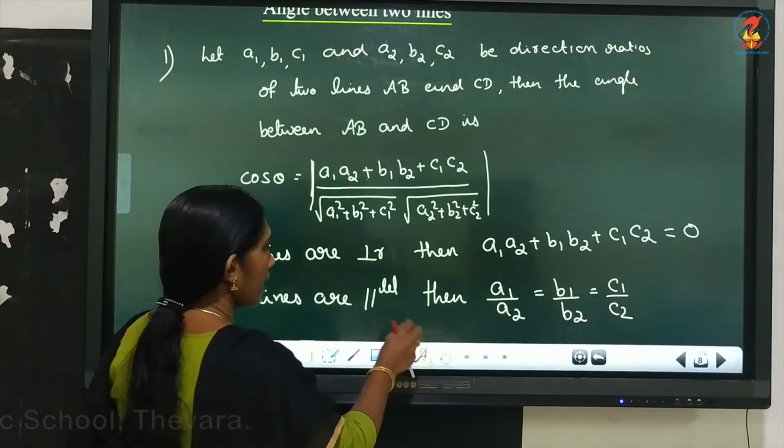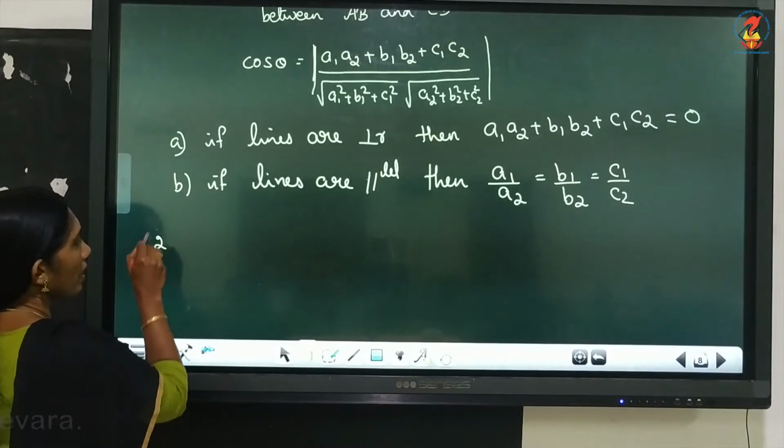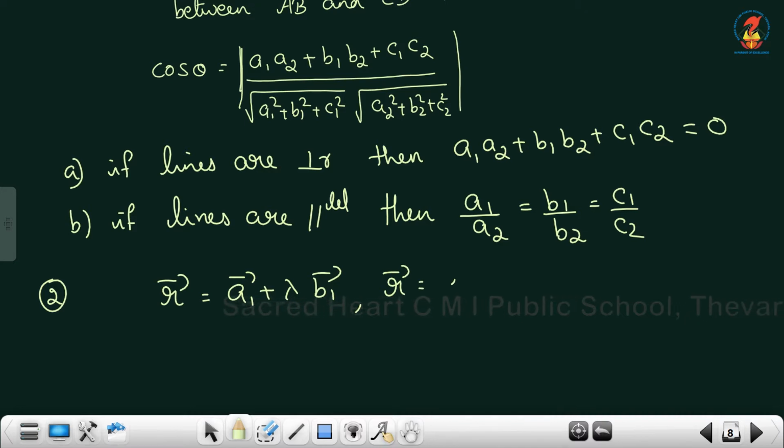Then the second case, vector equations are given. Okay. What is the vector equation of a line? A plus lambda B, that format. So vector r is equal to vector A1 plus lambda vector B1, and the second line is vector r equal to A2 plus mu B2. Okay, lambda and mu are real numbers.